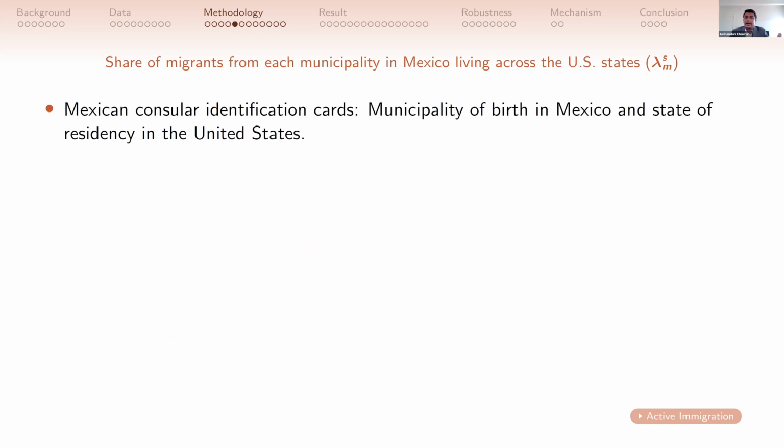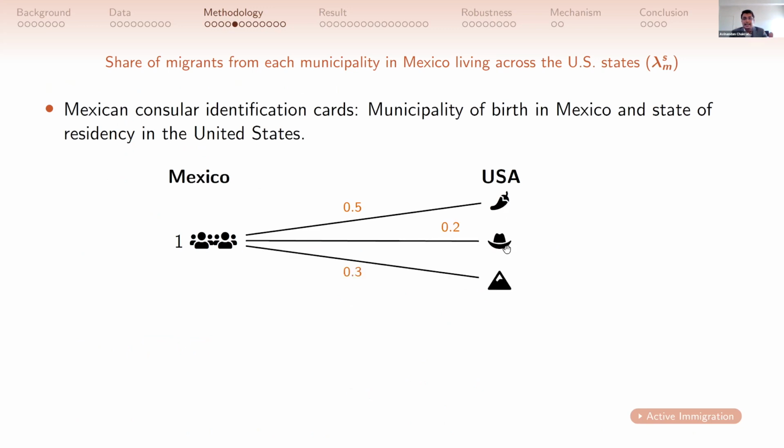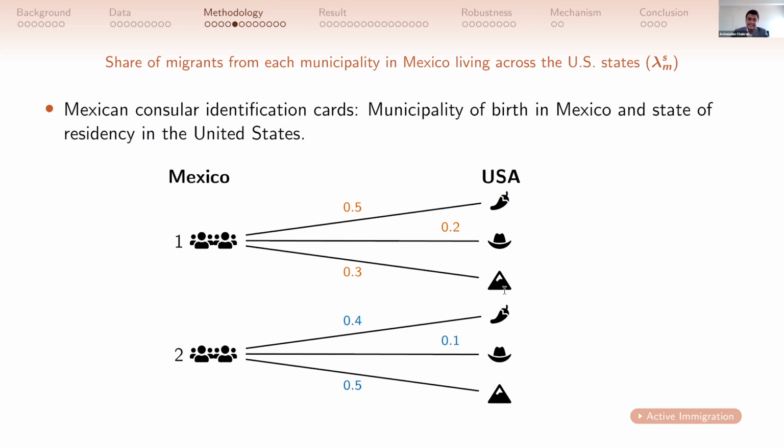To create the share of migrants from each municipality in Mexico living across the United States, I use data from the Mexican Consular Identification Cards, which gives me the municipality of birth in Mexico and the state of residence in the United States. Suppose there is a municipality 1 in Mexico, and the shares are 0.5 to New Mexico, 0.2 to Texas, and 0.3 to Colorado. So these are all 3 states, and these are the shares. There is also a second municipality where the shares are like this.